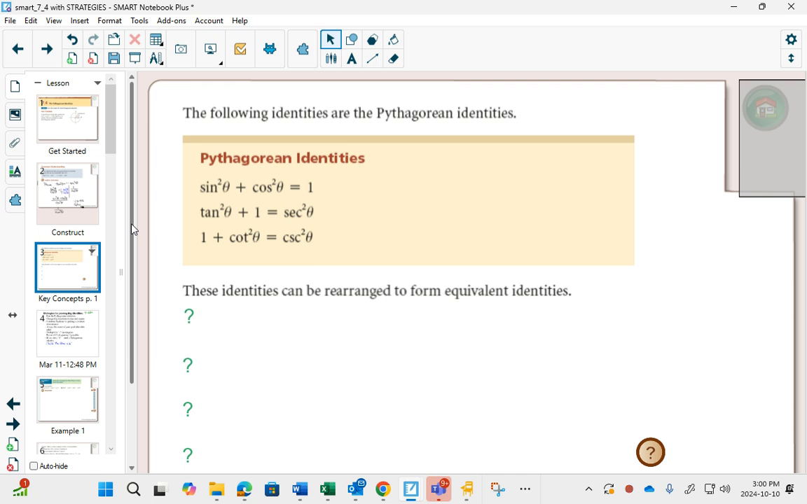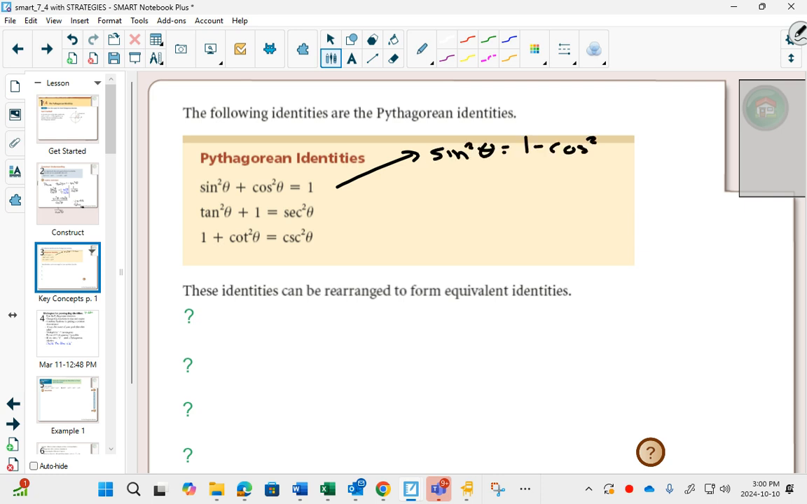So for example, we already have seen, in some of our solving questions, we sometimes replaced either sine squared theta with 1 minus cos squared theta, or cos squared theta with 1 minus sine squared theta. In a proof, if you have a 1 minus cos squared theta, even though it doesn't match up perfectly with this identity, you can change it to a sine squared theta without showing any work.